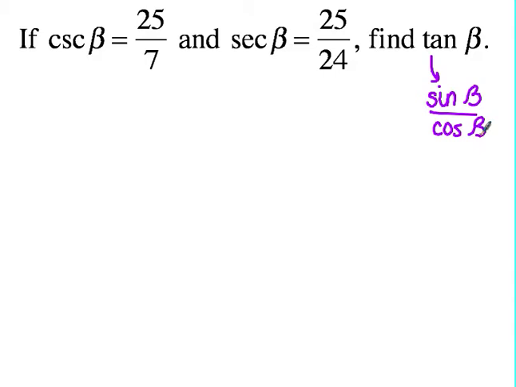Yeah, so what are you telling me? I know that the sine of beta is what? 7 over 25. How do I know that? You flip them. They're reciprocals, remember that? And here secant, what's its buddy?